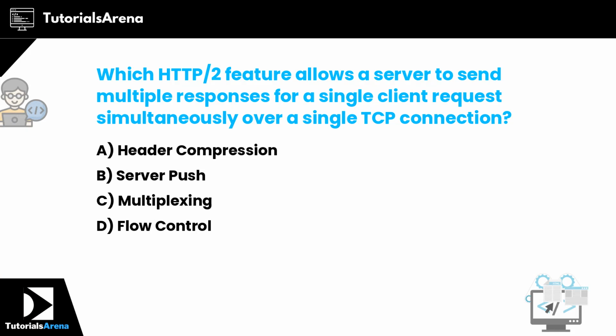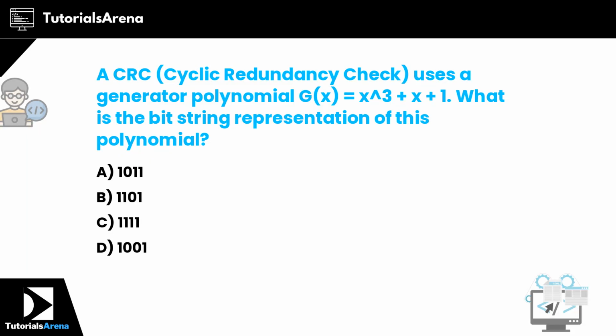Which HTTP/2 feature allows a server to send multiple responses for a single client request simultaneously over a single TCP connection? The correct answer is option C, multiplexing. A CRC, cyclic redundancy check, uses a generator polynomial g(x) equals x cubed plus x plus 1. What is the bit string representation of this polynomial? The correct answer is option A, 1011.